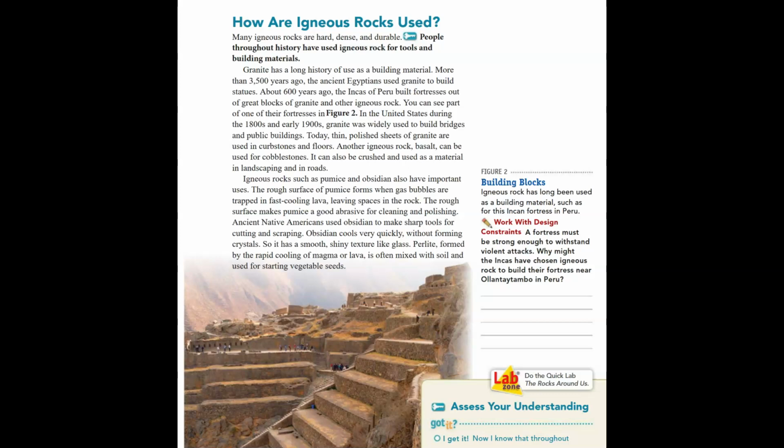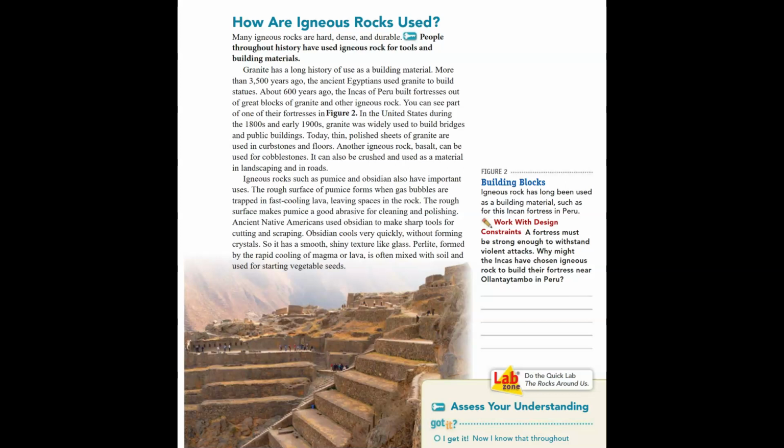You can see part of one of their fortresses at the bottom here in Figure 2. In the United States during the 1800s and 1900s, granite was widely used to build bridges and public buildings. Today, thin, polished sheets of granite are used in curbstones and floors. Another igneous rock, basalt, can be used for cobblestones. It can also be crushed and used as a material in landscaping and in roads.